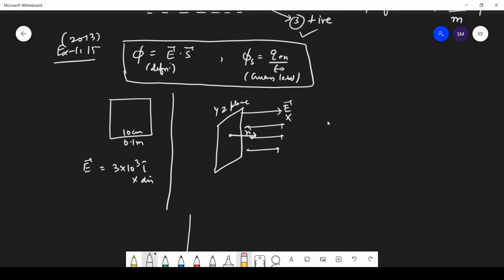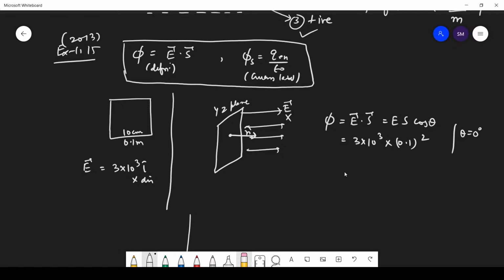Now what is the flux? So, related with electric field, it is E dot S, and this comes out to be the electric field, 3 into 10 raised to power 3, into ES cos theta, and theta equals 0 degree here, so that is 1. And what is S? S is the surface area of the square, and the surface area of the square is 0.1 into 0.1.